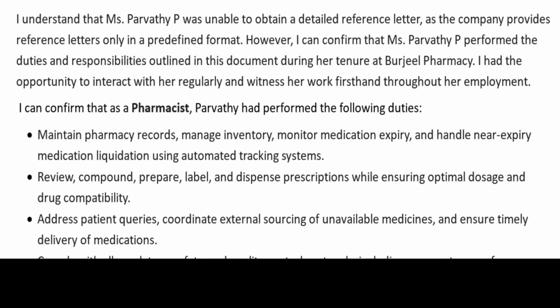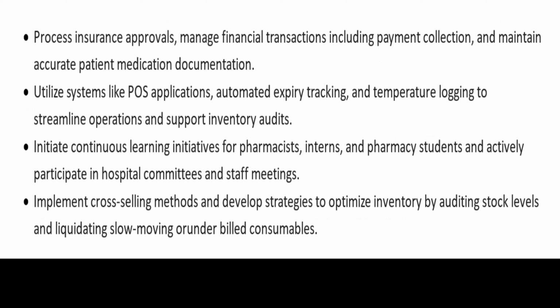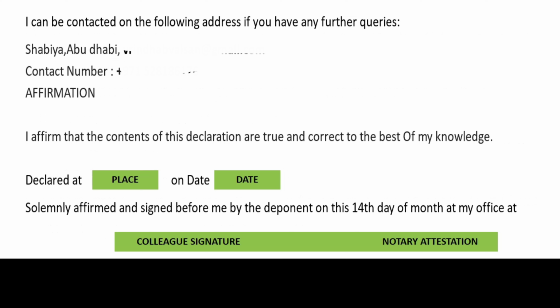Then the next one regards the duties and responsibilities, which your colleague wants to mention. They can confirm that she is working as a pharmacist and performed these duties. At the end, your colleague mentions their contact details: contact mail ID, contact number, and address. After that, they mention where they are declaring this, the place, the date, and the colleague signature.